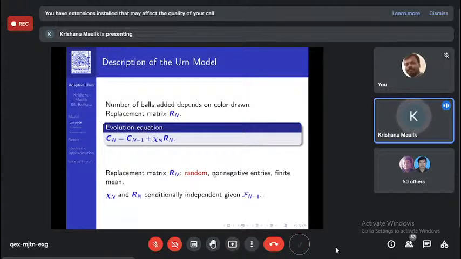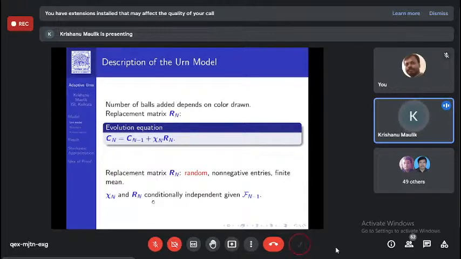And when you talk about this randomness, this is the condition that I imply. So things can depend on the past, but given the past, your choice of the color and the addition rule, Rn, the replacement matrix, they should be conditionally independent. Dependence on the past is required for one of the critical applications of the model, which is in clinical trial design. For such trials, while it's important to have dependence on the past, this conditional independence is somewhat acceptable.